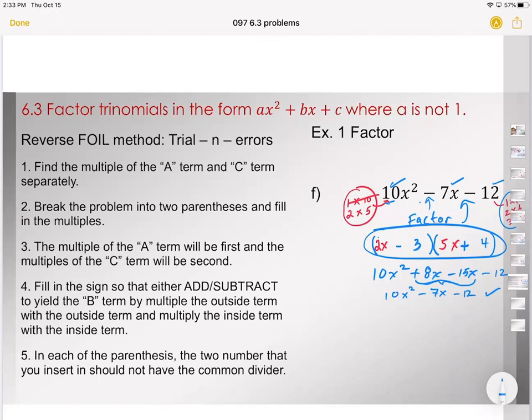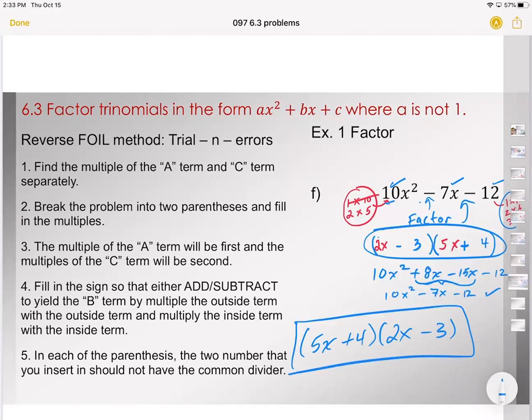Okay, so again, if you wrote 5x plus 4 times 2x minus 3, if you wrote this item here, that is perfectly fine. Like I say, you can change the position of your parentheses, but you cannot change the items inside your parentheses. Any question with this thing here?